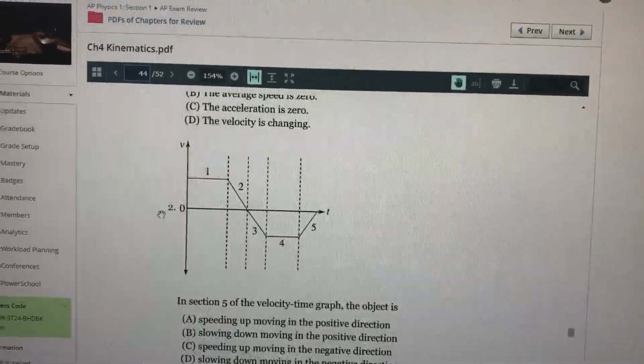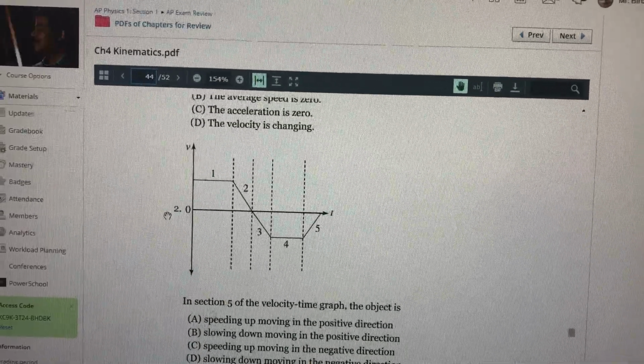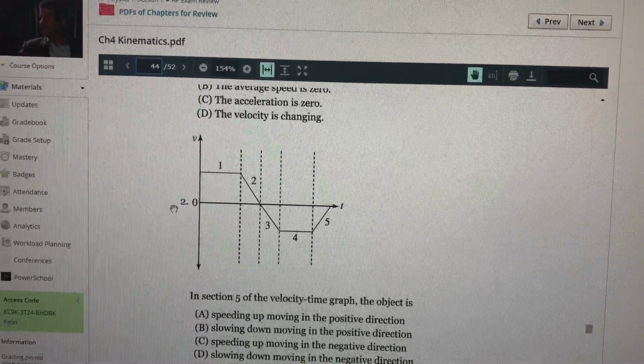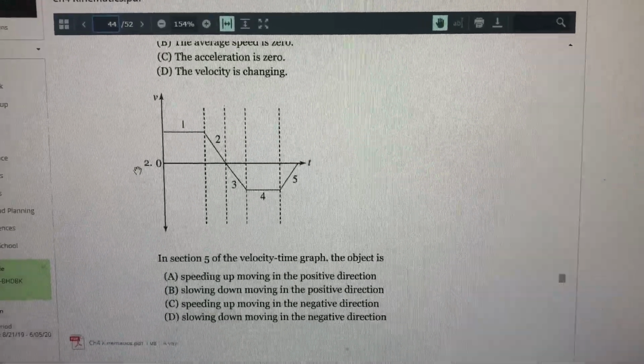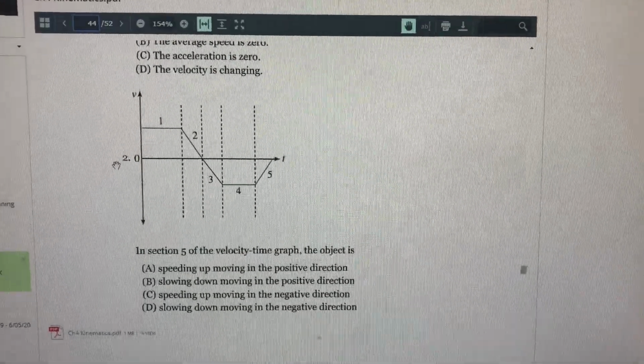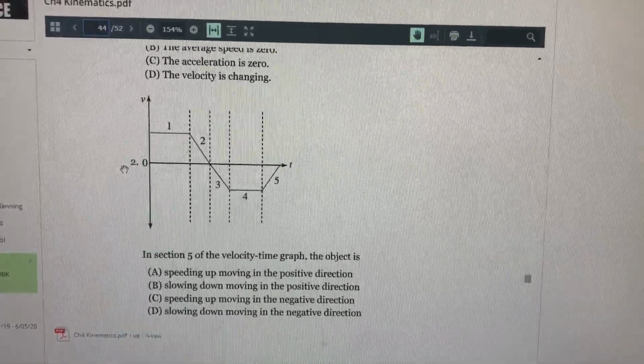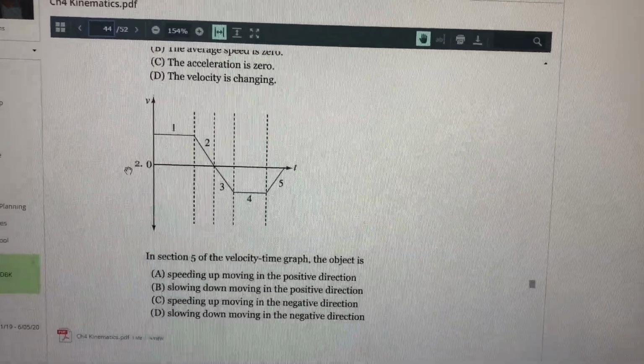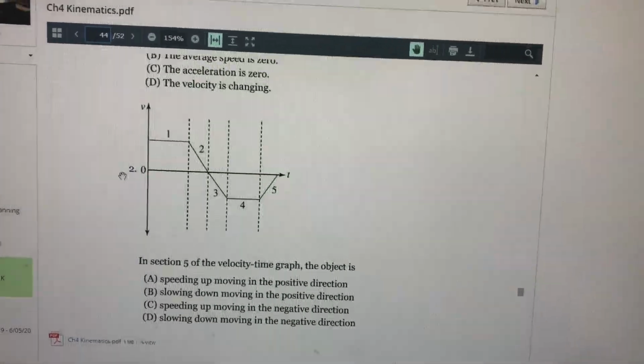Speeding up, slowing down asks the question, is the magnitude of the velocity decreasing or increasing? And in section 5, the magnitude of the velocity is decreasing. It is going from a larger negative number, a larger absolute value of the number, to a smaller absolute value of the number.